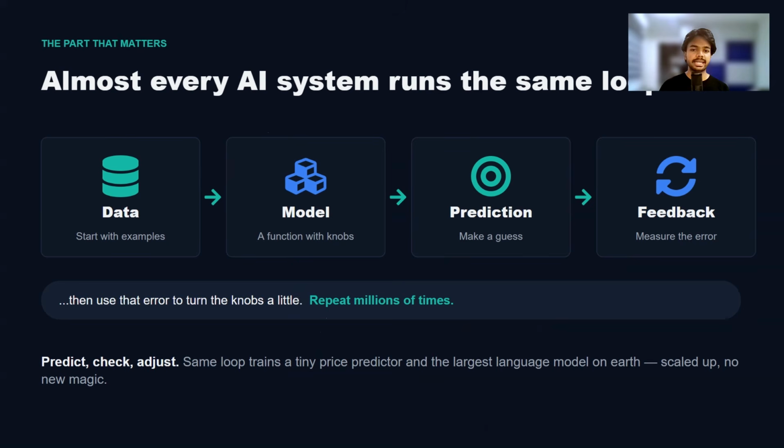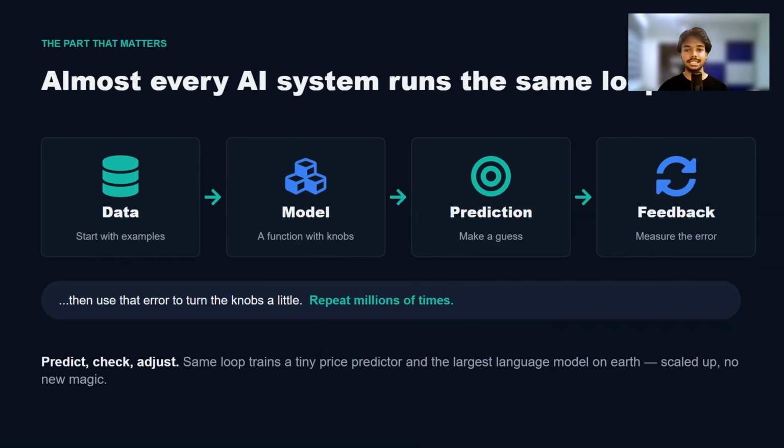So let me make it concrete. Say you're predicting house prices. You input some square footage, maybe location, the number of rooms. The model guesses a certain price and you compare the guess to what the house actually sold for. That gap is your error. And you turn the knobs to make the next guess closer. Scale that exact same loop again and again, and you get GPT-4. It's nothing new, it's just the same loop running on an unimaginable amount of data.